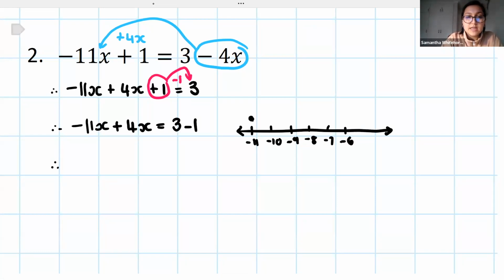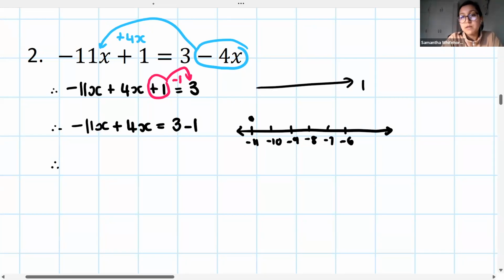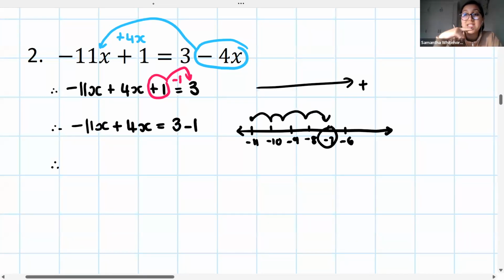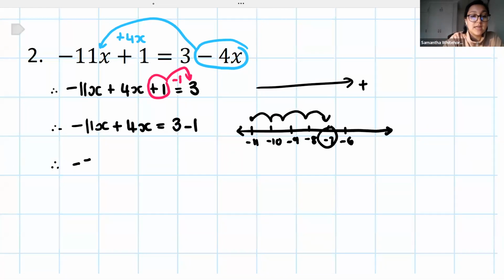So here I am at negative 11x. I want to add 4, so I'm moving up my number line towards positive infinity. And it's 1, 2, 3, 4. That leaves me at negative 7. So minus 11x plus 4x is negative 7x. And we know that 3 minus 1 is 2.